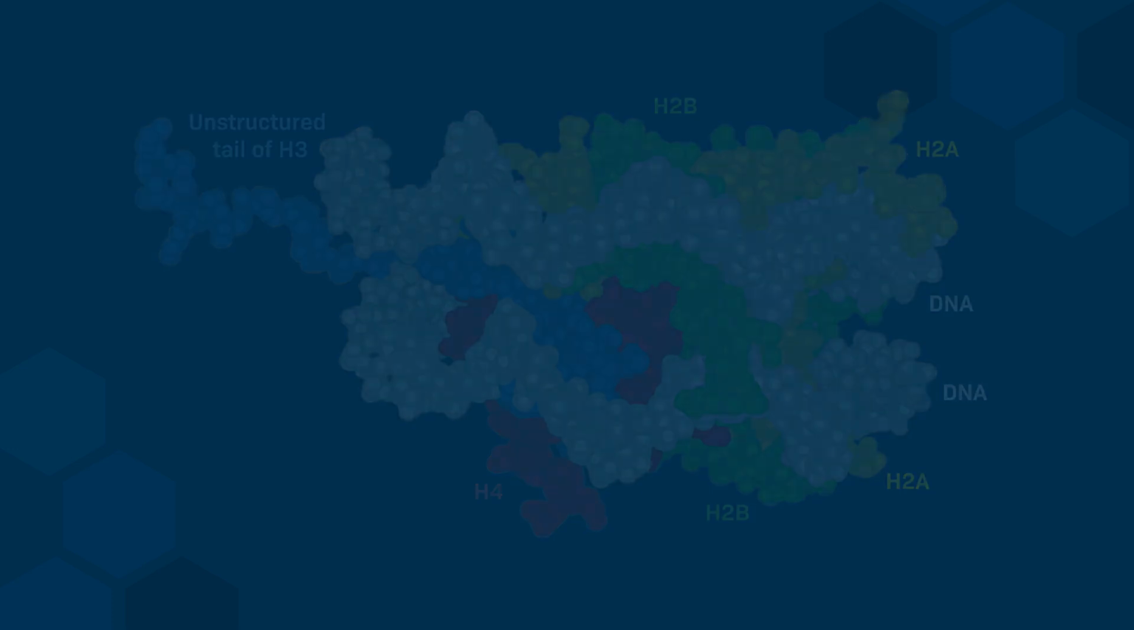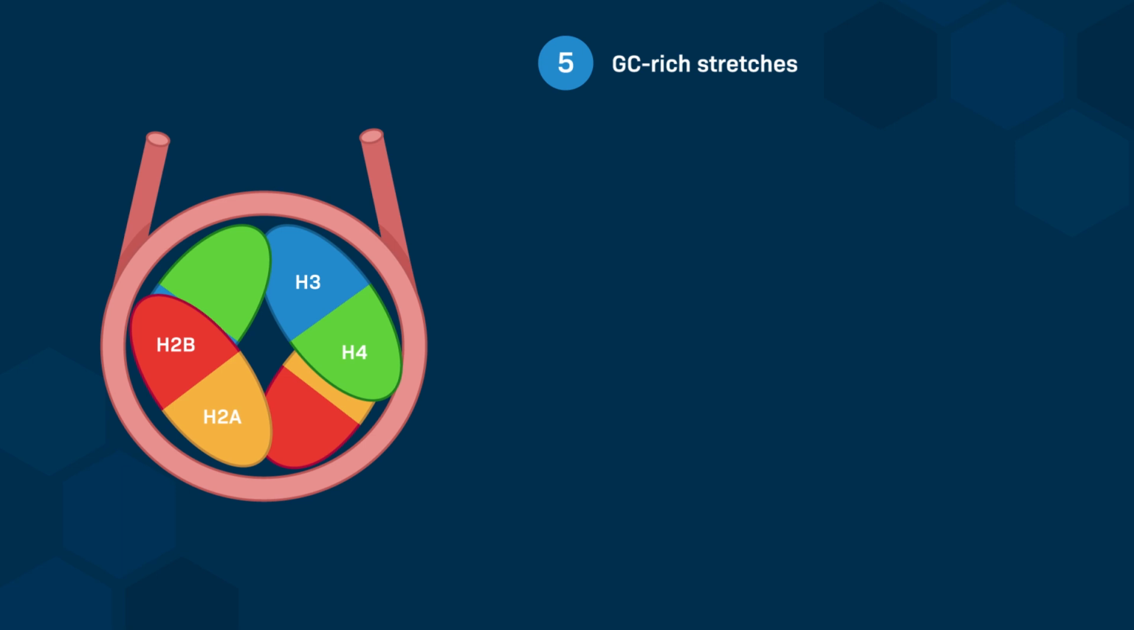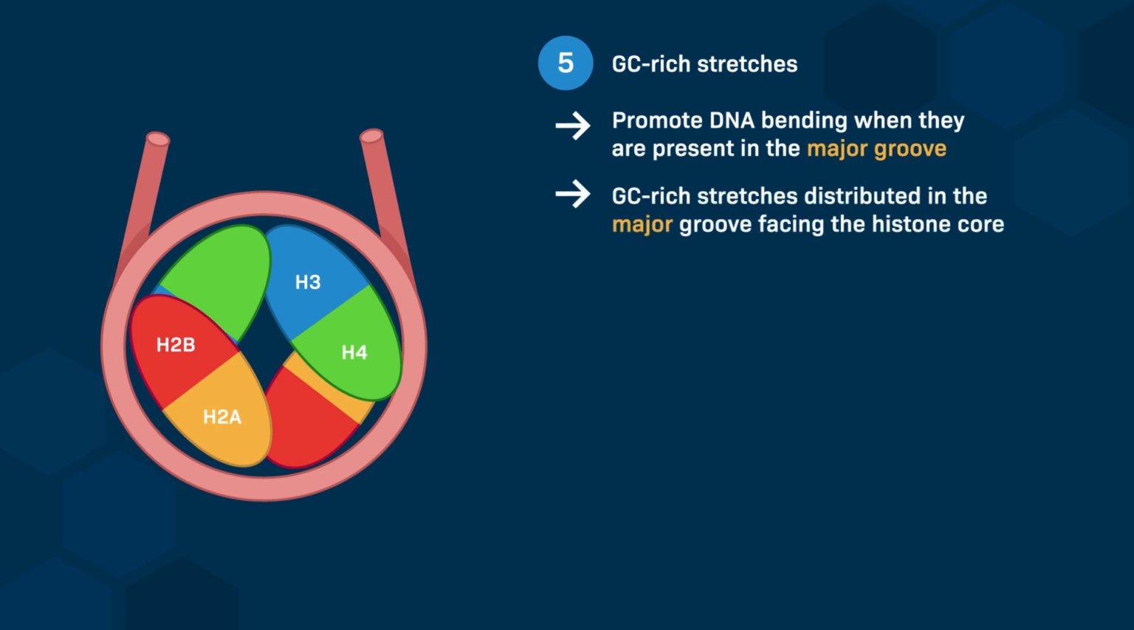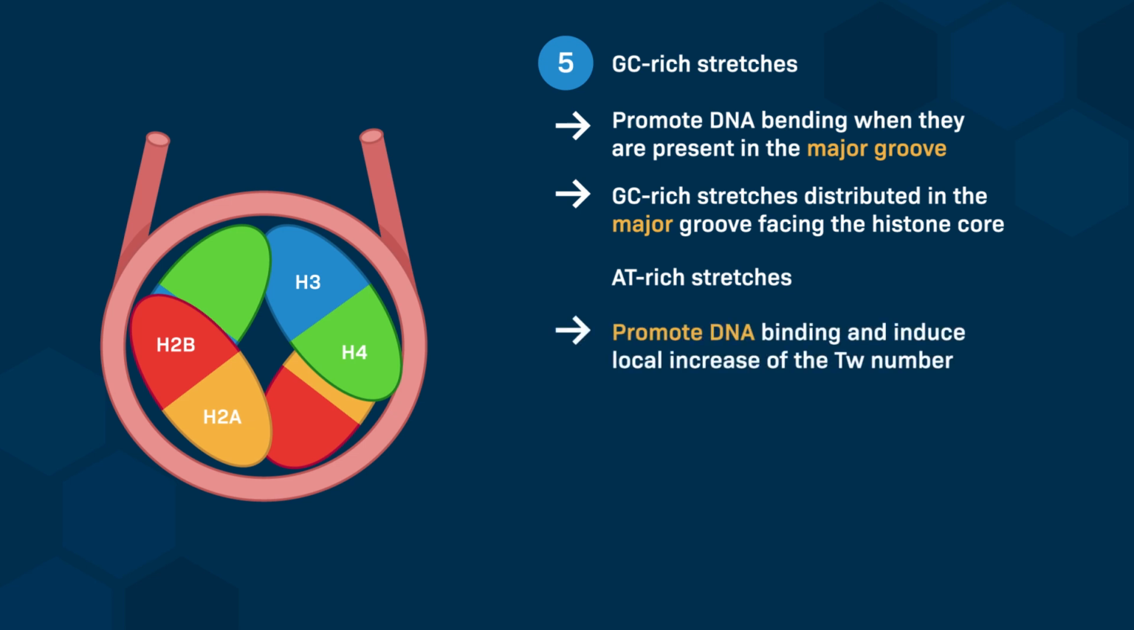And that brings us to the 5th feature, which is the presence of GC and AT-rich stretches in the DNA. Sequences that are rich in GC base pairs promote the bending of DNA, but only when these GC stretches are present in a major groove. Consequently, regions of DNA that are associated with the histone core typically have GC-rich stretches in the major groove, which faces the histone core. The AT-rich stretches promote DNA binding and induce a local increase in the twist number.